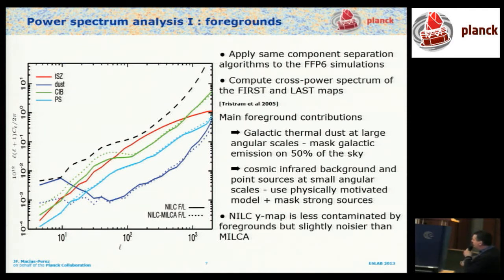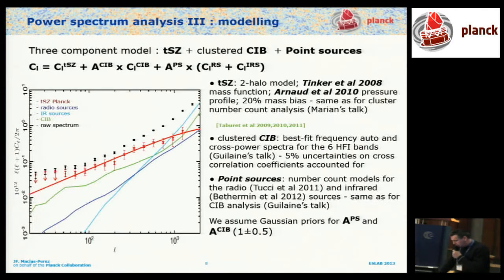The other thing I just want to show you is that once you model the different components, so thermal SZ, cluster CIB, and point sources, because the mask removes most of the thermal dust, you have something like that, with three parameters that we have left here. One is the amplitude of the CIB spectrum, and the other one is the amplitude of the point sources.